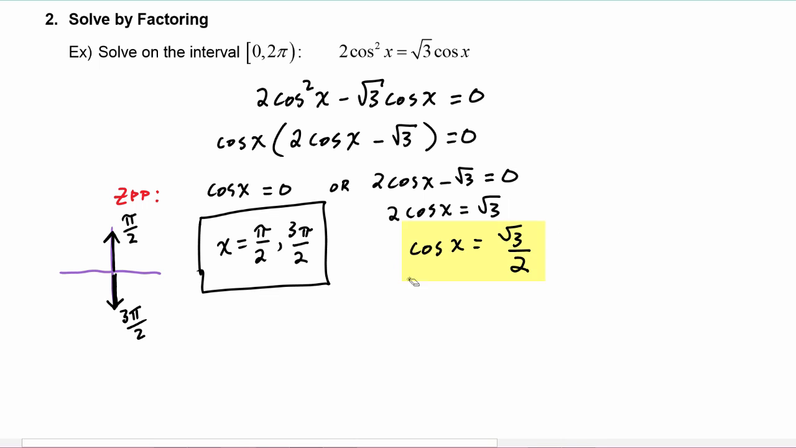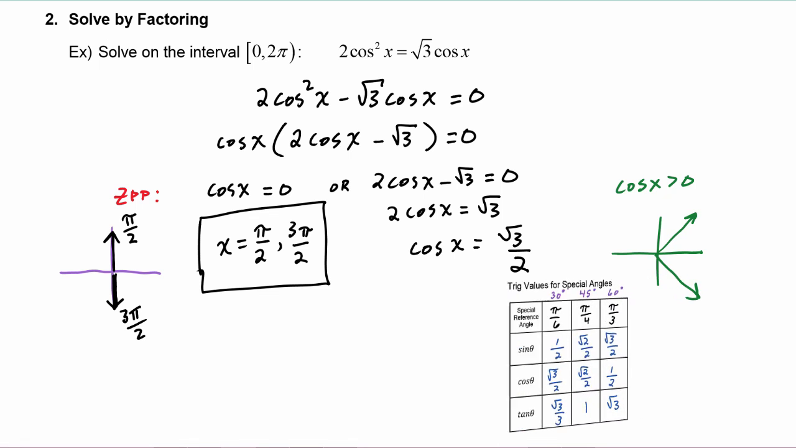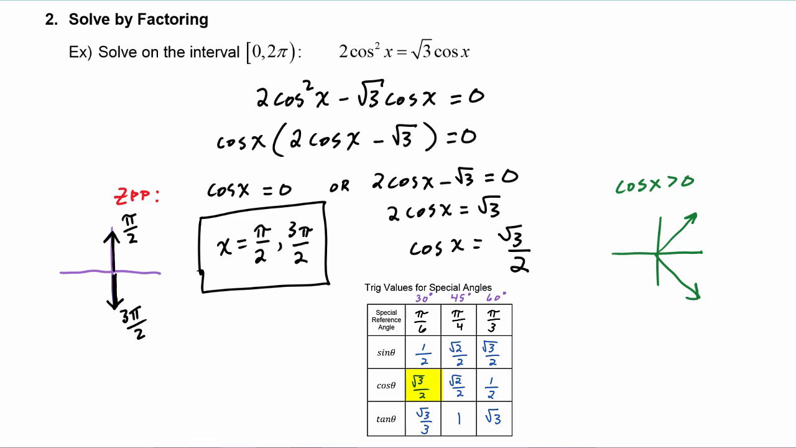Next, we have to solve cosine of x is equal to radical 3 over 2, and we know that cosine is positive, which means that our angle could be in quadrant 1 or quadrant 4. Using our special angle chart, we know that the reference angle has to be pi over 6. So we'll put that reference angle here, and of course that will be pi over 6.